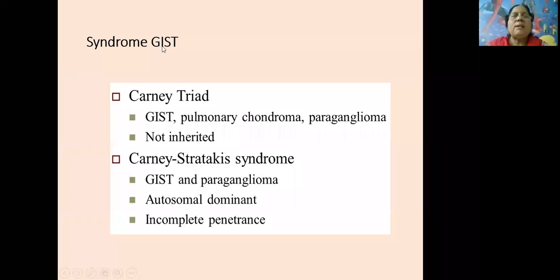And there are some syndromes associated with GIST. Carney triad: GIST, pulmonary chondroma and paraganglioma occur, and that is not inherited. Carney-Stratakis syndrome: GIST and paraganglioma, which is inherited, autosomal dominant with incomplete penetrance.